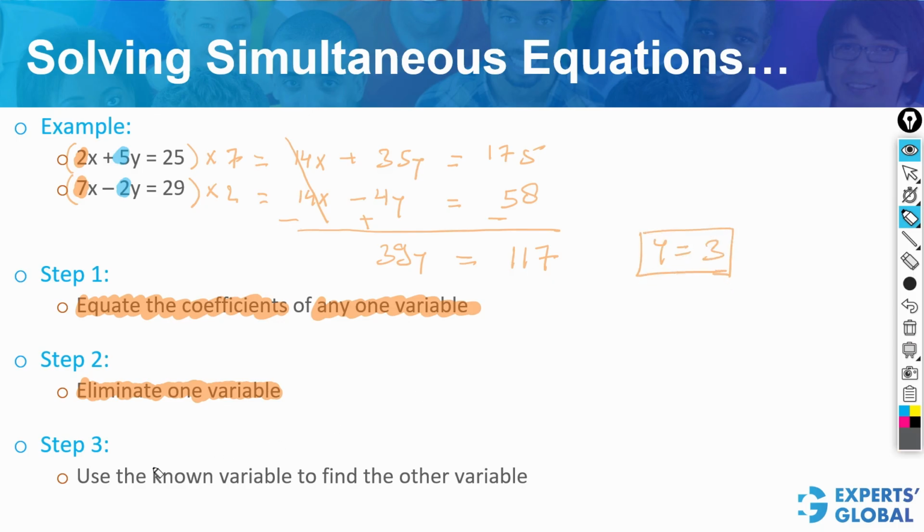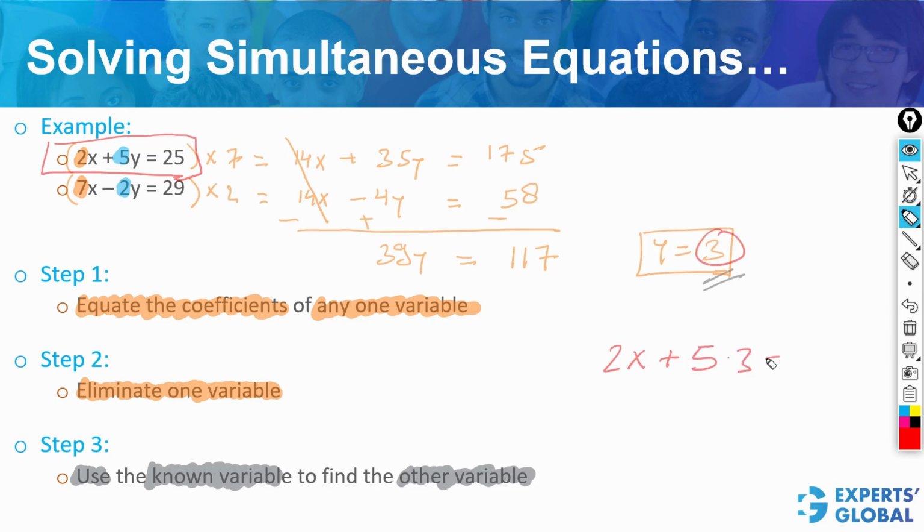And now that we have a known variable, we can use it to find the value of the other variable. So we put the value of y in any of these equations. For example, let's use the first equation here, 2x plus 5y, that means 5 times 3, is equal to 25. This will give us the value of 5. So we have been able to solve the simultaneous equations here. The values we get are x is 5 and y is 3.